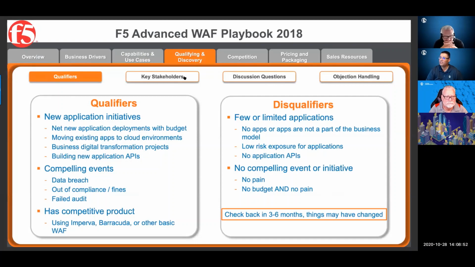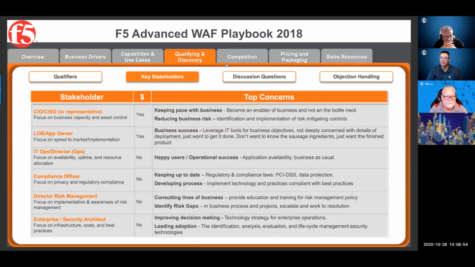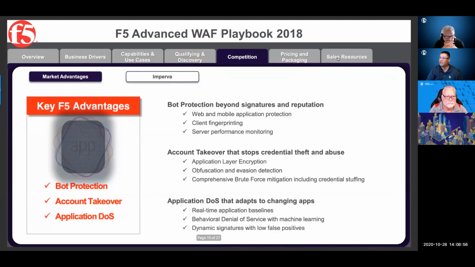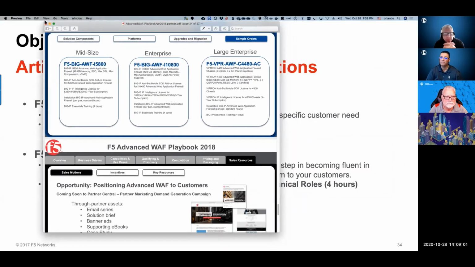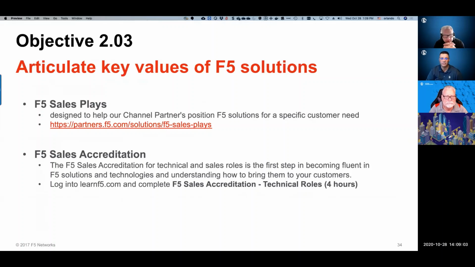Qualifying questions, key stakeholders. We're going to talk a little bit about stakeholders later on. Who's our competition and all that. So I definitely would recommend you, as part of this exam, download these, look at them, and use good resources for this. We also have some that are like one-page ones.